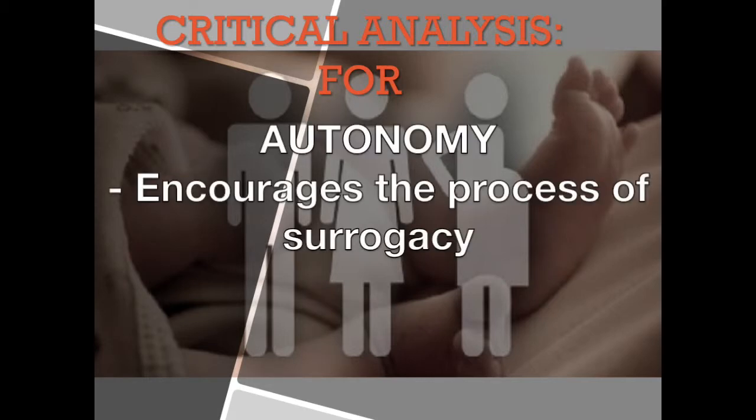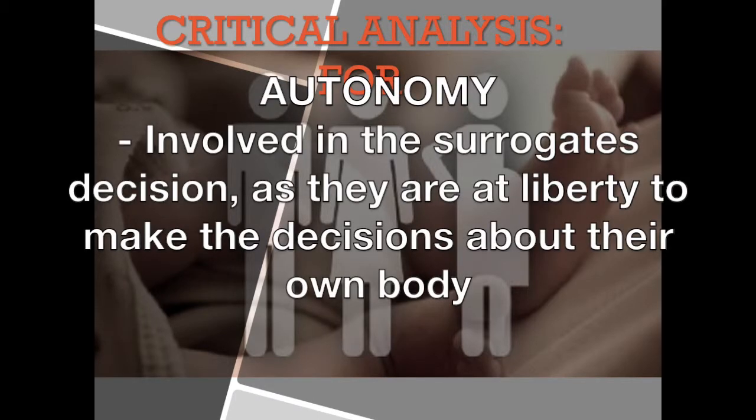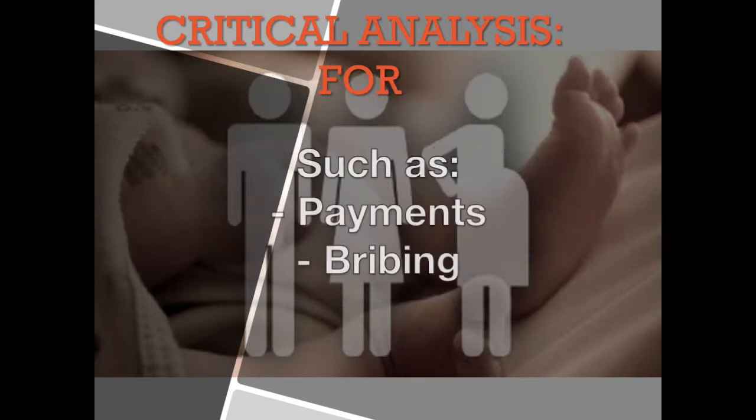This bioethical principle encourages the process of surrogacy, as it is an individual's personal preference whether or not they choose the genetic material to be fused within another individual, particularly if they experience difficulties in conceiving themselves. Furthermore, autonomy is also involved in the surrogate's decision, as they are at liberty to do whatever they choose to do with their own body, as long as they are not coerced into the decision by any means, for example, payment or bribing for the process.